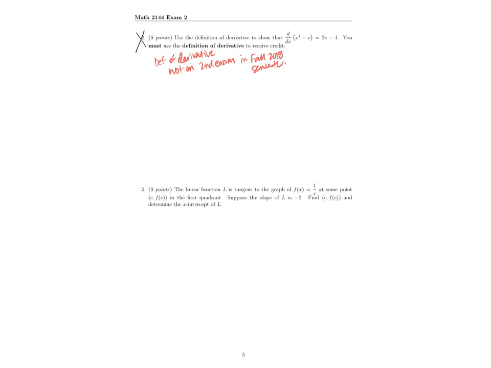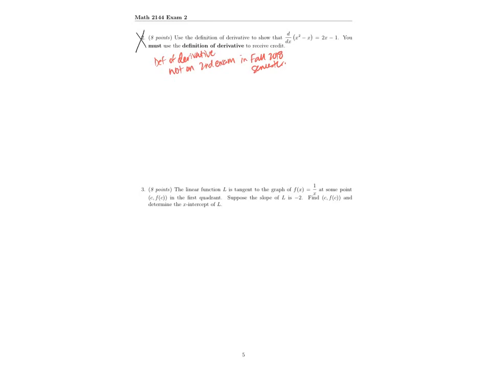Number 3 says the linear function L is tangent to the graph of 1 over x at some point in the first quadrant. Suppose the slope of L is -2. Find the point and determine the x-intercept of L.